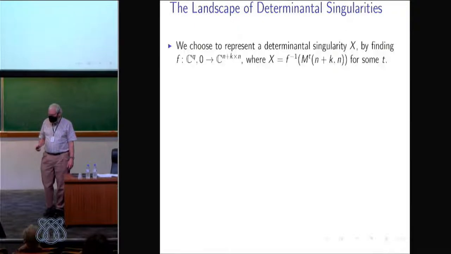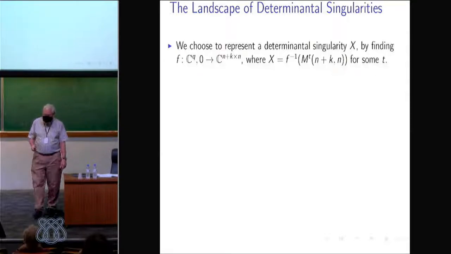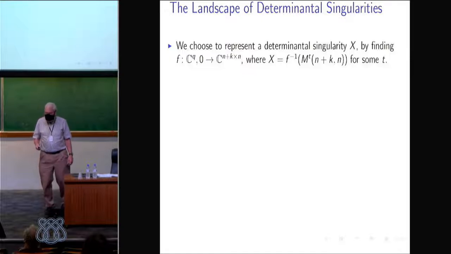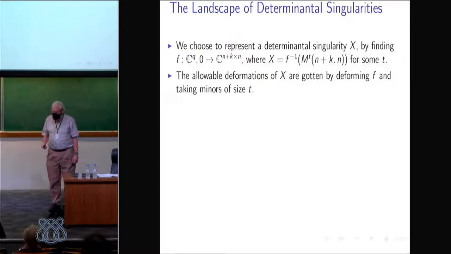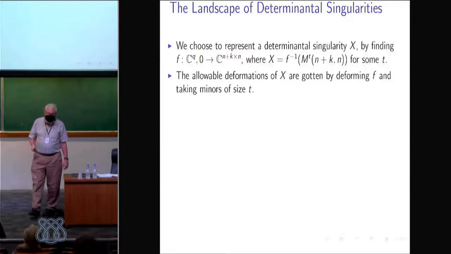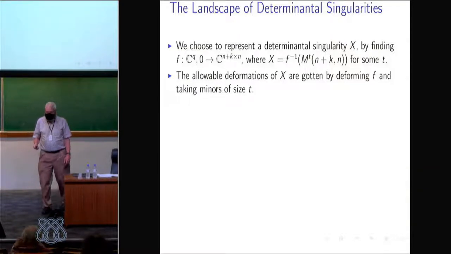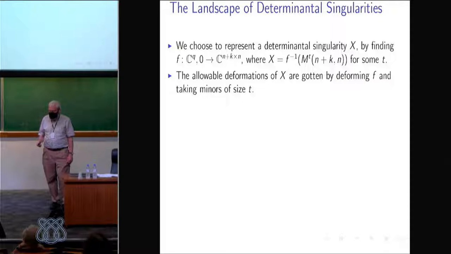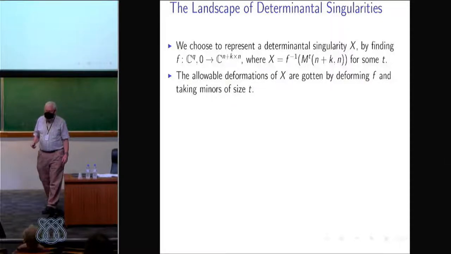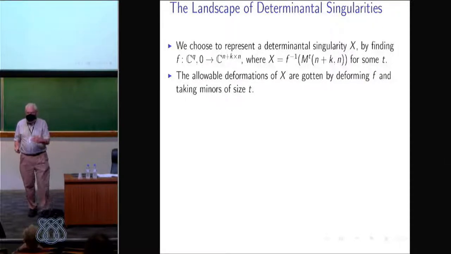Okay, so let's look at the landscape of determinantal singularities. We choose to represent a determinantal singularity as we did in the first lecture, using a map into the space of matrices. The allowable deformations of F are gotten by deforming F and taking minors of size t. Now this is great because we can deform F freely. There's no restrictions on what F has to be.